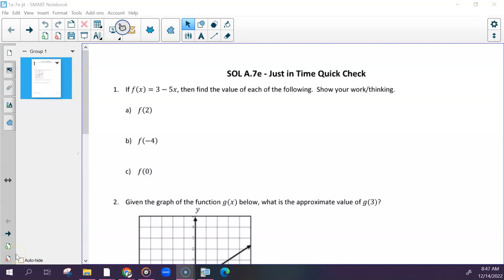So for number one, we have three parts. Does anyone want to volunteer to do any of the three? A, B, or C? Otis, pick one. You can do that one. Anyone else want to volunteer to do another? Yeah, you can do the first one.